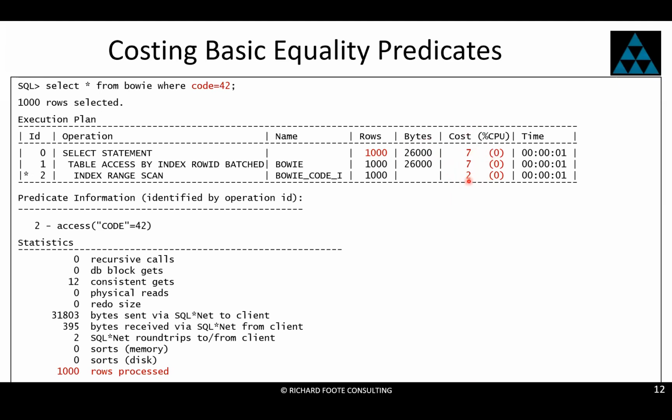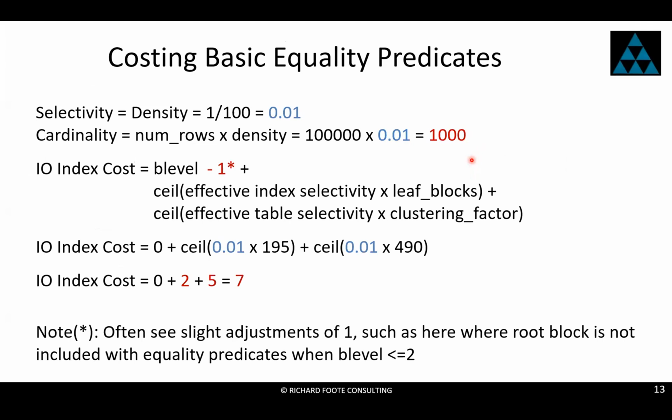2 for using the index, and it goes up by 5 when it comes to accessing the table. So what I want to quickly go through is where do these numbers come from? So the first thing and the most critical thing of all is we've got to get the selectivity correct. We've got to get the right estimate, the right guess for the number of rows. So what Oracle's saying here is we've got 100 distinct values. I only want one of them where it equals 42. So that means I'm going to get 1% of my data. So I'm using what's called the density of 0.01.